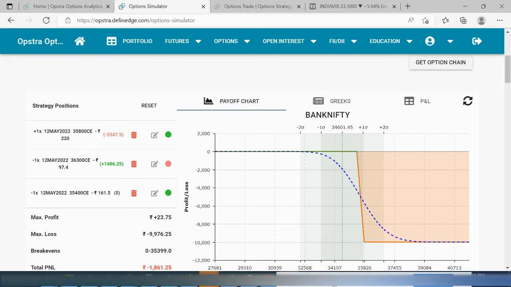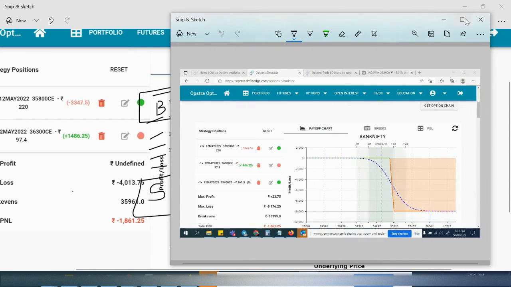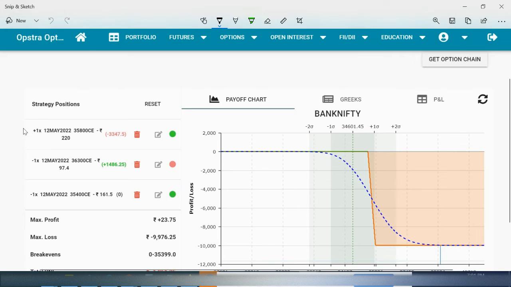Got it? Let me show you one more time. This is important. If you do not know the basic difference between debit spread and credit spread, I think adjustments will become very tough for you. See, what did we do? This was our first leg. We bought this. See the difference, 35,800 plus 500, 36,300. We sold one lot. This is your debit spread.